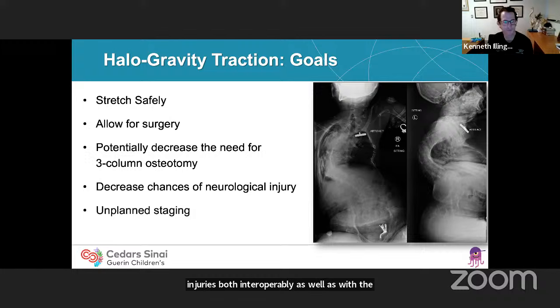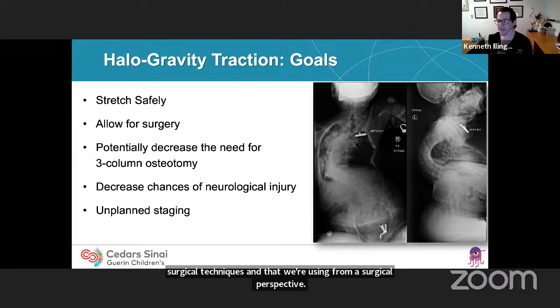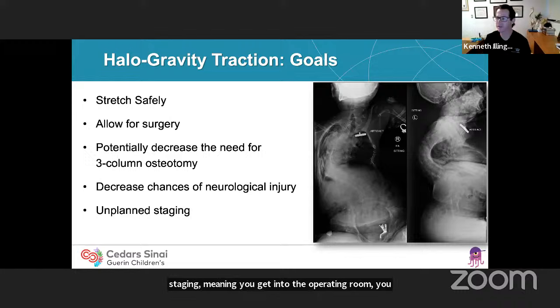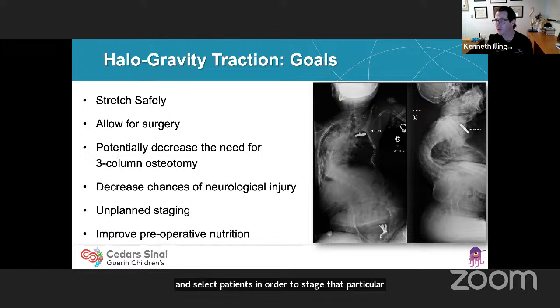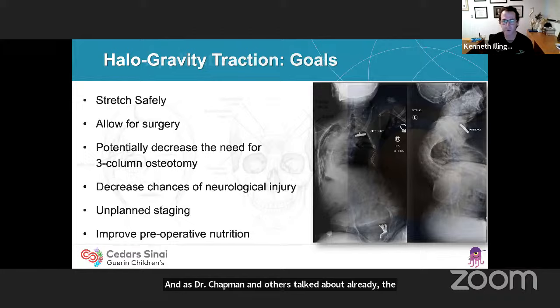It's also helpful during unplanned staging. Unplanned staging meaning you get into the operating room and you run into some type of issue. Halo gravity traction serves as a good potential option in select patients in order to stage that particular patient to get them back to the operating room at a later date. And as Dr. Chapman and others talked about already, the possibility of improving some preoperative nutrition is always important as well. Just some general pointers on halo application.